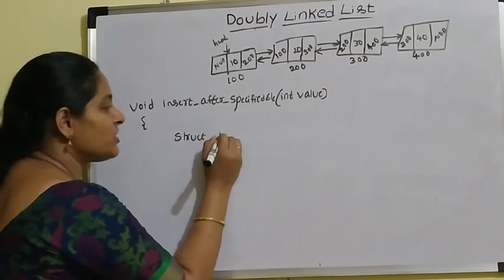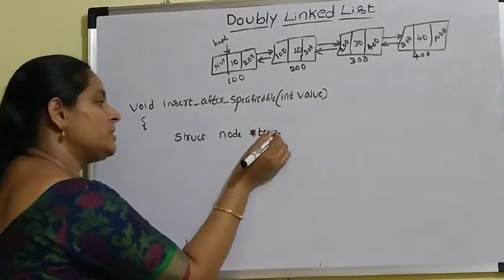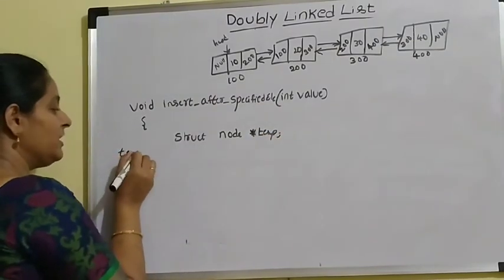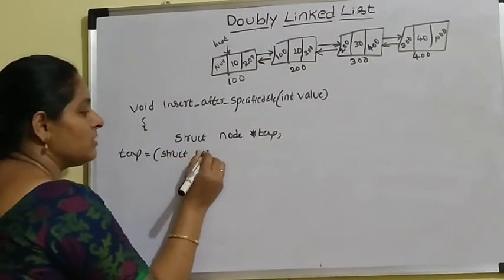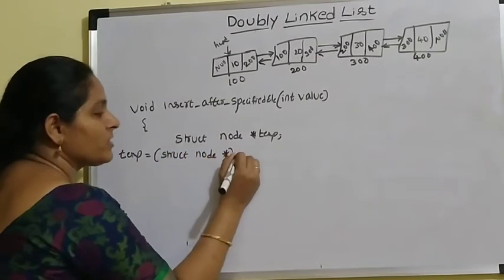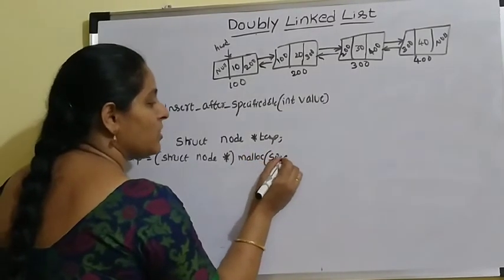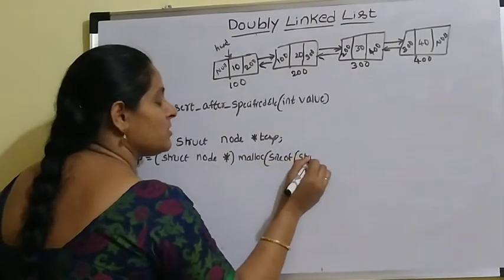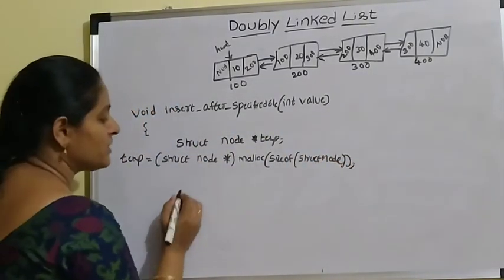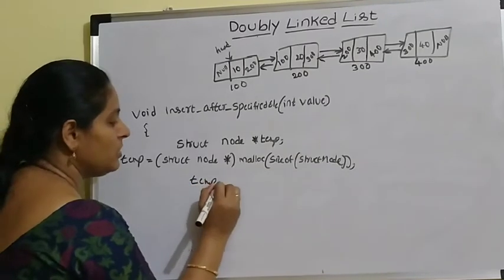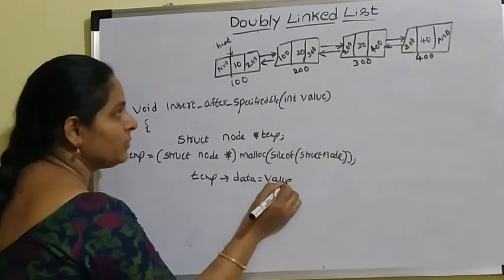For creating the node structure, first declare the pointer for the node structure, then allocate the memory for the node structure: struct node *temp = malloc(sizeof(struct node)). Then first store the data in the data part of the node: temp->data = value.